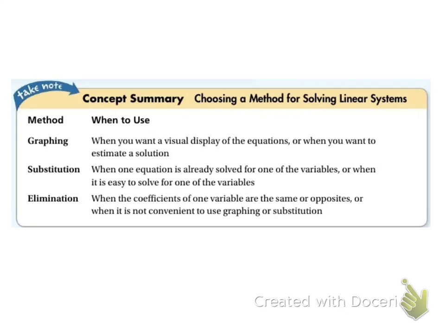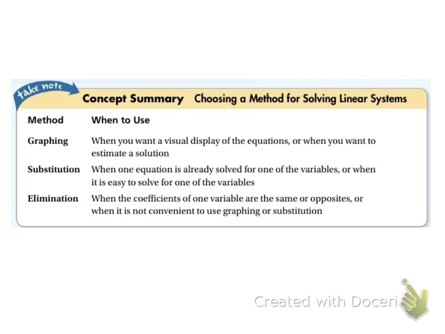Substitution. If one equation's already solved for it, if it's already x equals something, y equals something, p equals something, right? If a variable's already solved, then it's really easy to use substitution. Also, in some situations, maybe it's really easy to solve for one. Maybe it's 2x plus y equals 10. That's not that hard to solve for the y. So that'd be a good idea to use substitution. So we kind of fall back on elimination.